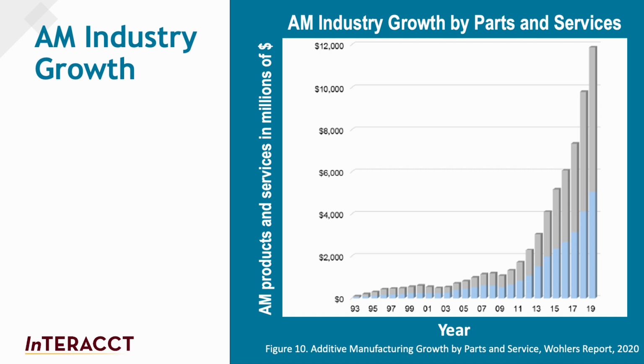The chart on this slide indicates revenues in millions of dollars for AM products and services worldwide on the y-axis and the year on the x-axis. As you can see, the industry has experienced significant growth in the past 10 years. The market has grown by more than 11 times between 2010 and 2020. The lower blue segment represents products, and the gray segments represent services. These categories exclude secondary parts and processes such as molded parts or casting.